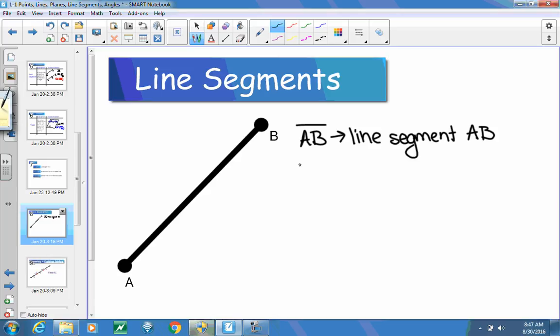Now what's going to happen is you're going to see this written out in a different notation. You're going to see that there's no line over those 2 points every once in a while. So you're just going to see an AB. What that's talking about here is the measure of segment AB.